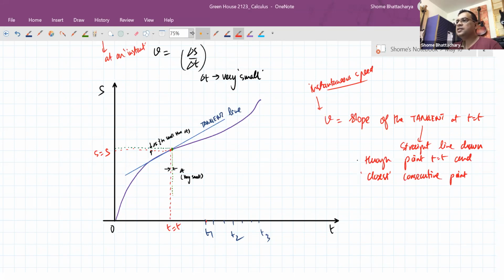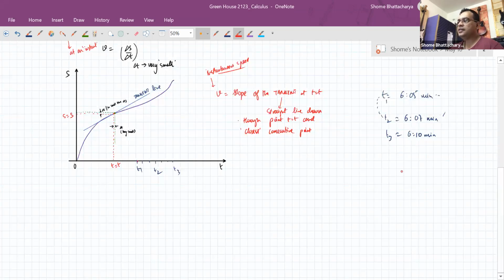I will not say it's a large interval of time, no? I will not say what is the average speed between those times. I'll say at that instant only, 6 hours and 5 minutes, the instantaneous speed is so much, because during the next microsecond or during the next millisecond, that is going to be the distance traveled upon time. You understood the point now? Yes, sir. So that is from a practical point of view.